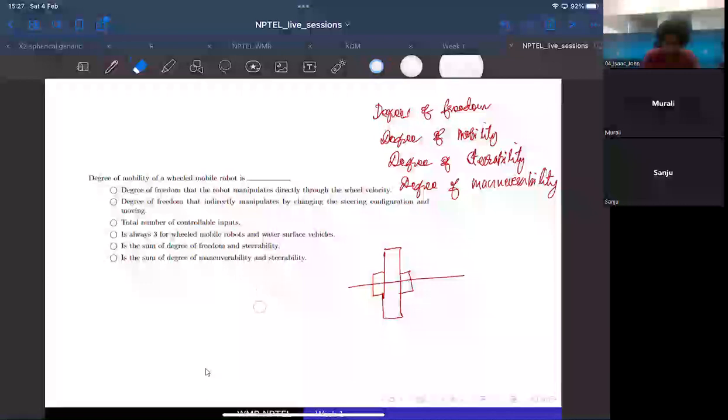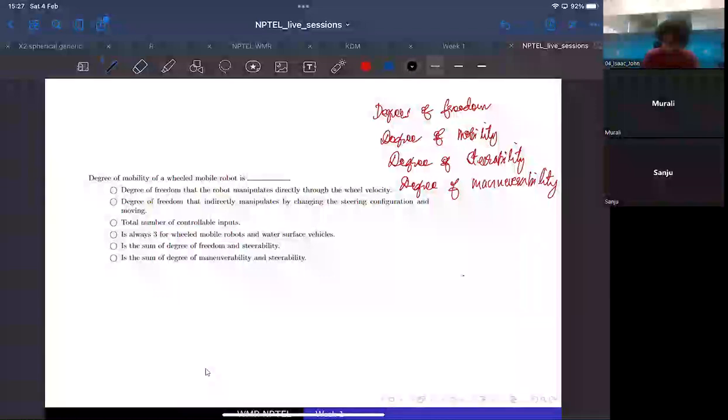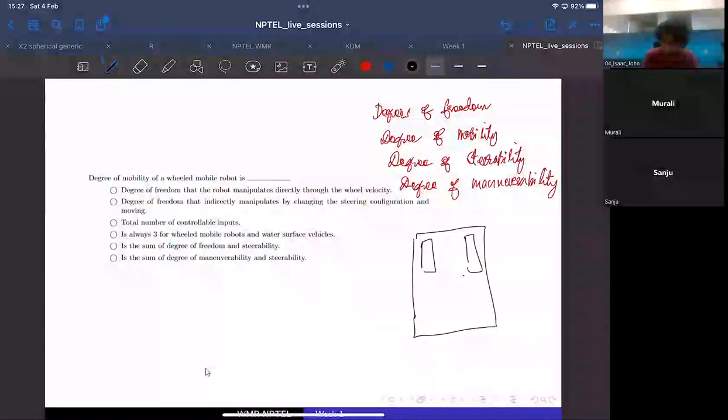In the case of a 4-wheeled robot, I'll give you a few examples to understand this point. In the case of a robot with 4 wheels, and each of these 4 wheels has its own motor, we are directly manipulating the velocity of each of these 4 wheels, wheel 1, wheel 2, wheel 3, wheel 4, with 4 different motors. So in this case, the mobility would be 4, because we are using 4 motors to manipulate the wheel velocity of all these individual wheels.